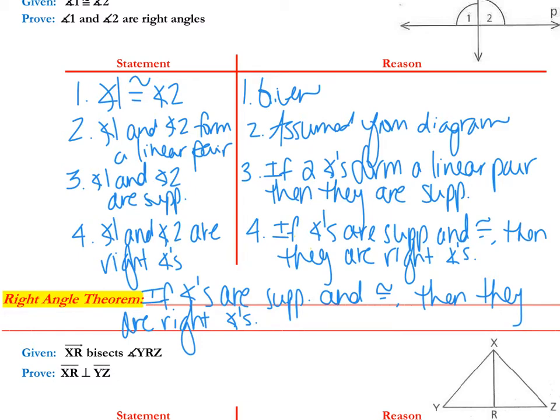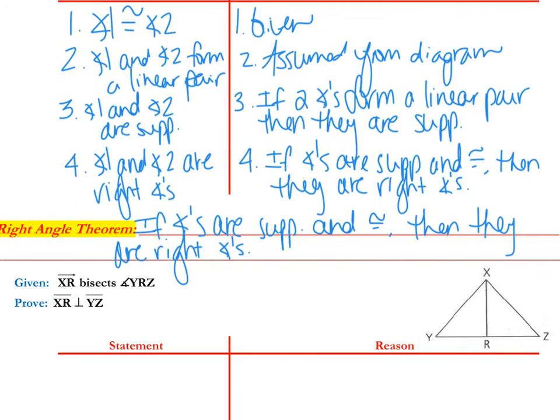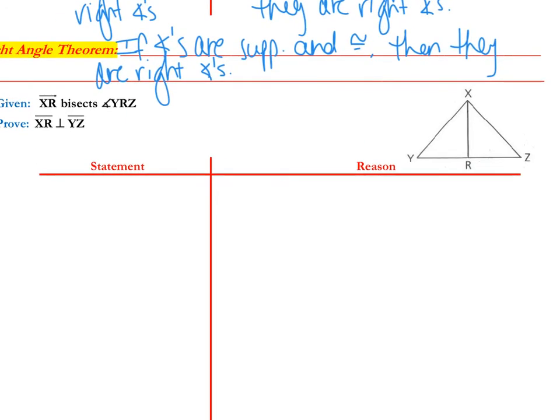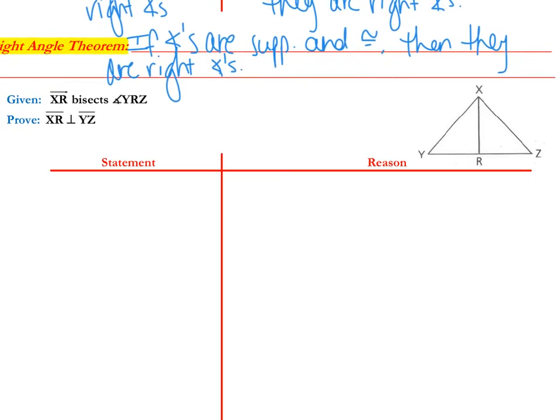Okay, and then in our next proof, we have that XR bisects angle YRZ. So what I've been stressing to you guys is, what does bisect mean? So, maybe write a little note over here about how this is going to give me two congruent parts. So I know that somewhere in my reason I need to talk about two congruent parts. And then I'm trying to prove it's perpendicular. So how do I show that something's perpendicular? I do that by showing that segments form right angles.